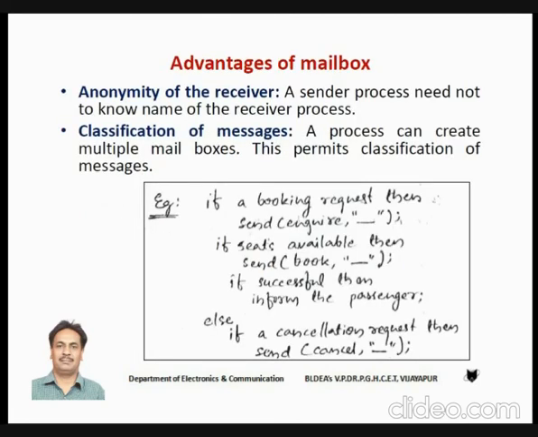Then we have two advantages. The first one is anonymity of the receiver. The sender process need not know the name of the receiver process. However, remember students, the sender process must know the name of the mailbox; instead of knowing the name of the receiver process, it must know the name of the mailbox. The second advantage is that it is possible to create multiple mailboxes to store different types of messages. That is, the mailbox allows classification of messages. So this is all about mailbox.